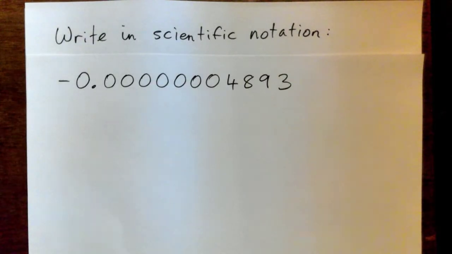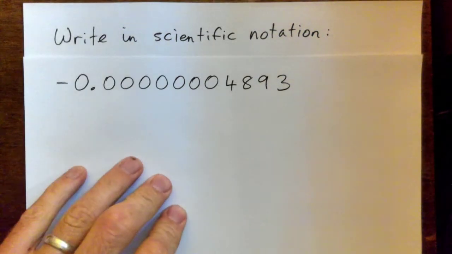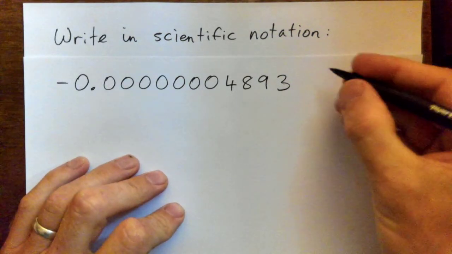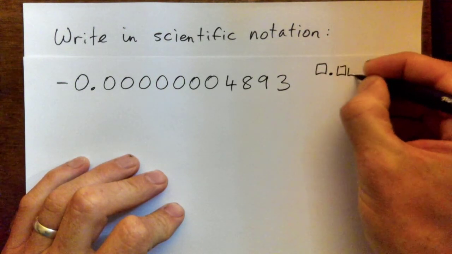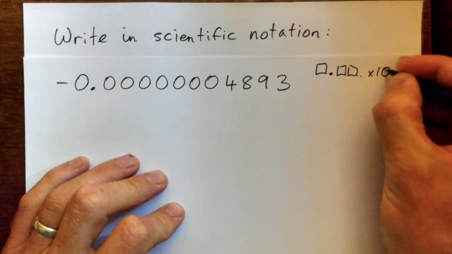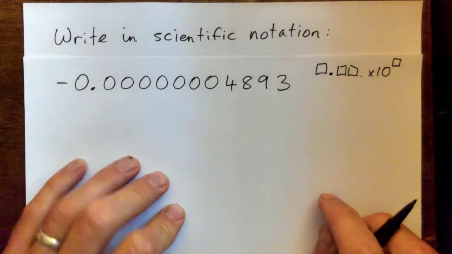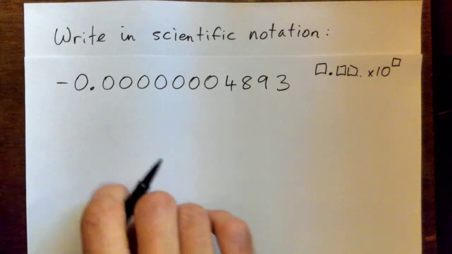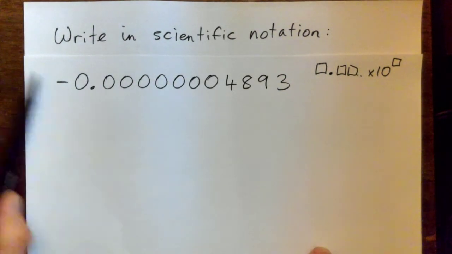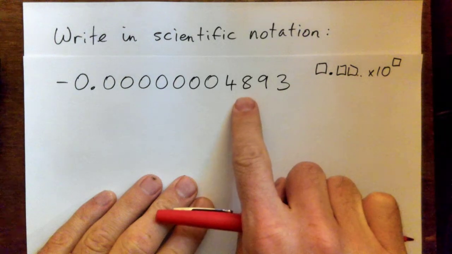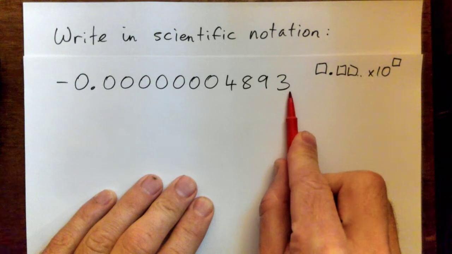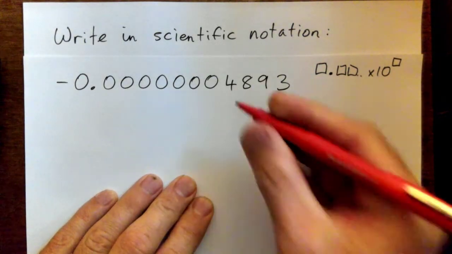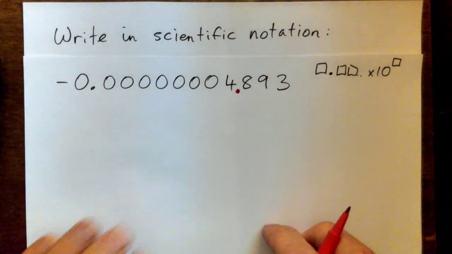So this one, we've got to write it in scientific notation. And just remember that scientific notation looks like this: a digit, a decimal point, some more digits, times 10 to the power of some number, right? So what we need is the decimal point to the right of the first non-zero digit. In other words, not after the 9, not after the 3, not after the 8, but after the 4. This is where we want our decimal point to be, right?